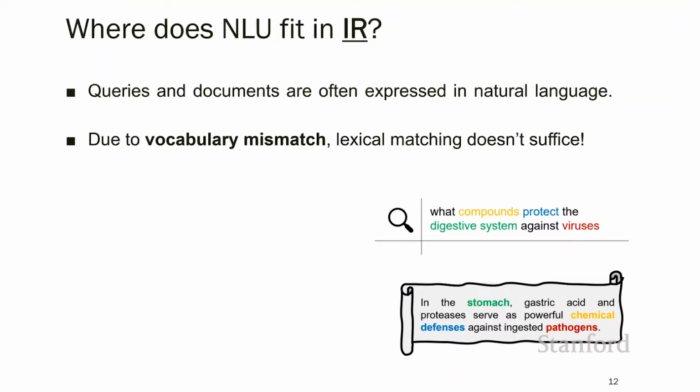To explain, vocabulary mismatch happens when queries and documents use different terms to refer to the same thing. So I have here on the slide an example query that shows this happening in practice. The query is: what compounds protect the digestive system against viruses? And the snippet that we're interested in finding says: in the stomach, gastric acid and proteases serve as powerful chemical defenses against ingested pathogens. You can see that the passage uses pathogens instead of viruses, which is a bit more general; stomach instead of the digestive system, which is a bit more specific; chemical instead of compound; and defenses instead of protect. But it's pretty clear that it still answers the same question, and answers it very well, in fact.